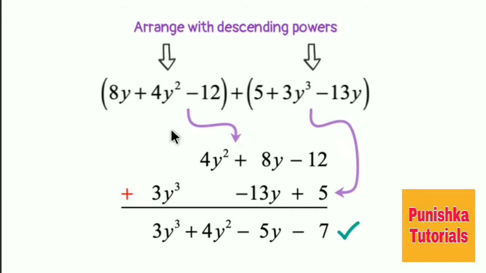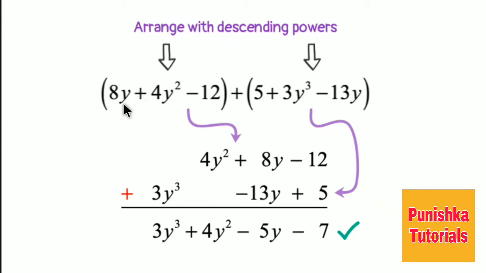So we have to arrange the polynomial in decreasing order of their powers. Here the variable has power 2. Here variable has power 1. Variable is not present, so we can write it as y raised to the power 0. Here the power is 1, here the power is 2, here the power is 0. You have to first arrange it in the decreasing order of their powers. So y square will come first, and then the term with y raised to the power 1 will come, and then the term with y raised to the power 0 will come.